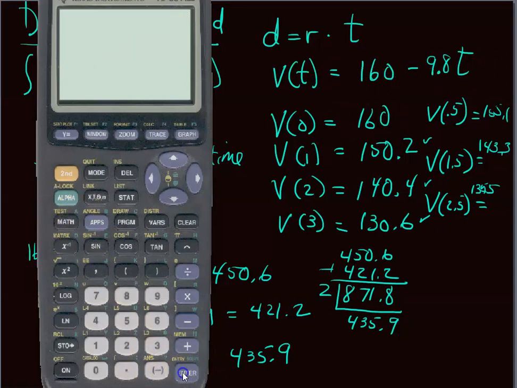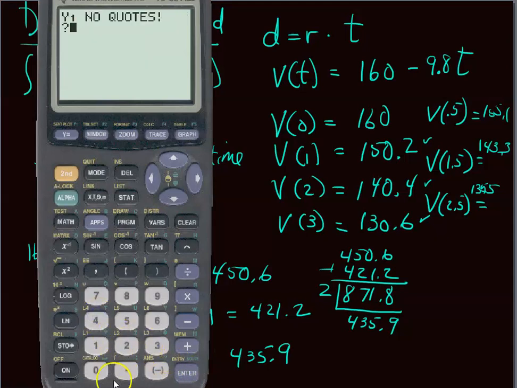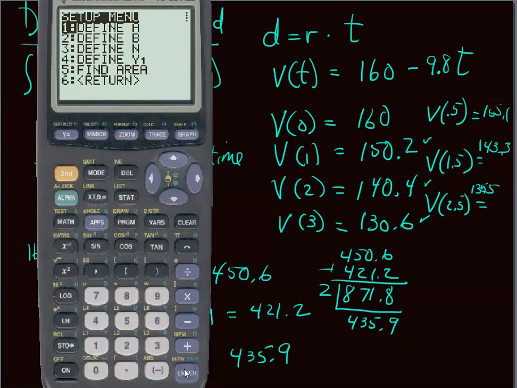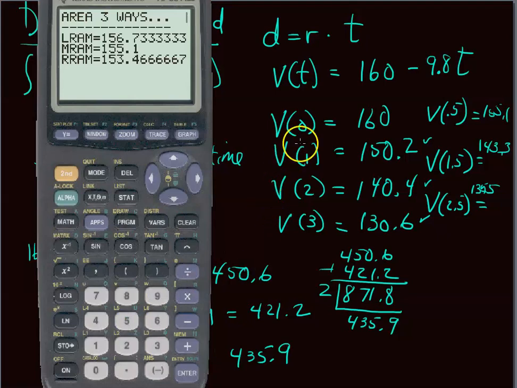We're going to change the function number 4 to 160 minus 9.8t, but we're going to use x because they're going to use y also. Sorry, it's the way the program was written. It's not bad. Now we can find the area, number 5, and there it is.